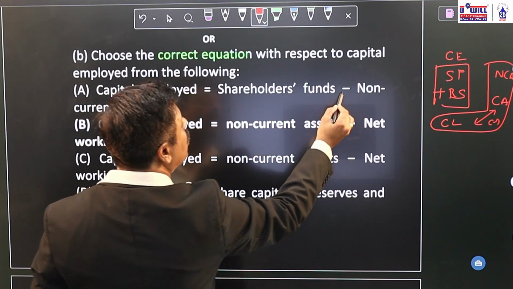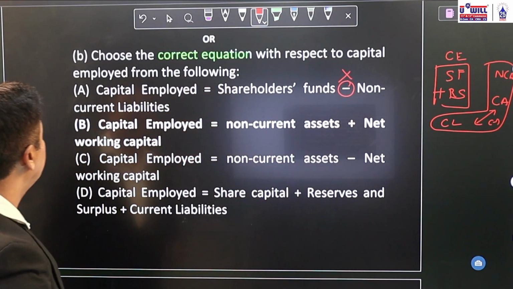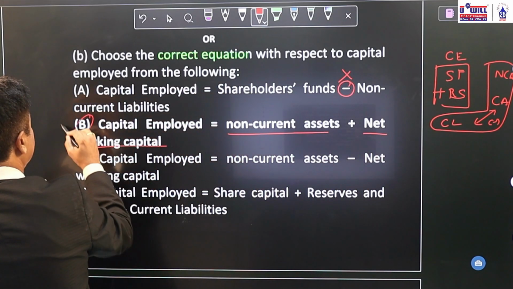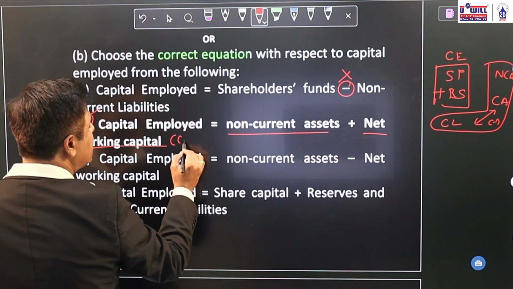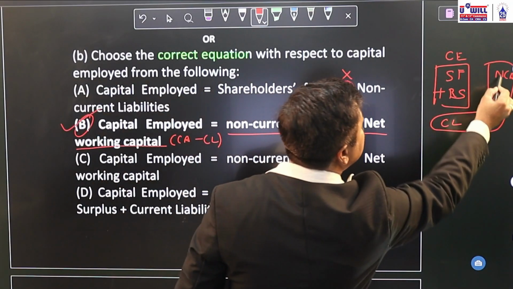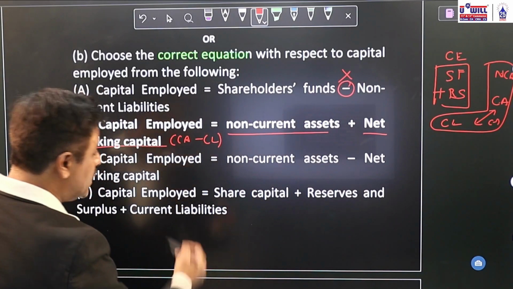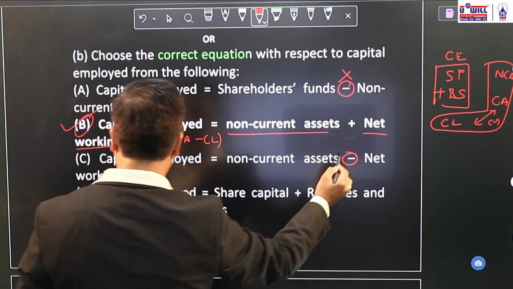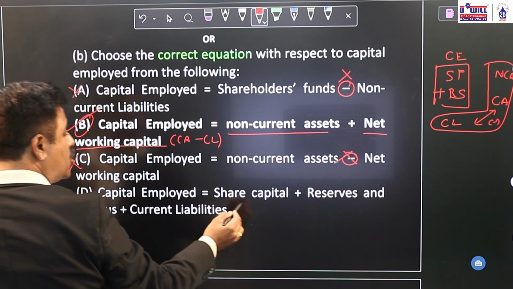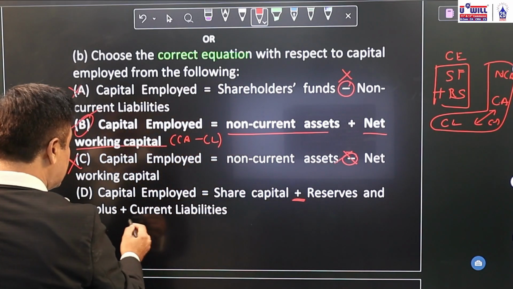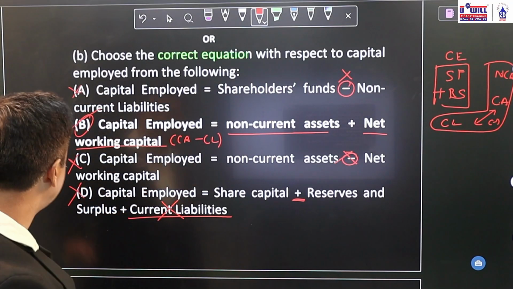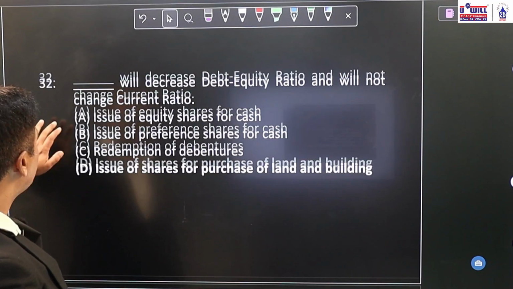Shareholders' funds minus non-current liabilities, wrong. Non-current assets plus net working capital, yes, because what is net working capital? Current assets minus current liabilities. So it becomes non-current assets plus current assets minus current liabilities. This is the formula I gave you over here. Let's rule out the other ones also. Non-current assets minus net working capital, no, we have to add it. Share capital plus reserves and surplus, yes, but current liabilities, no, they are not a part of capital employed. So option B is the correct answer for capital employed. Question number 32.